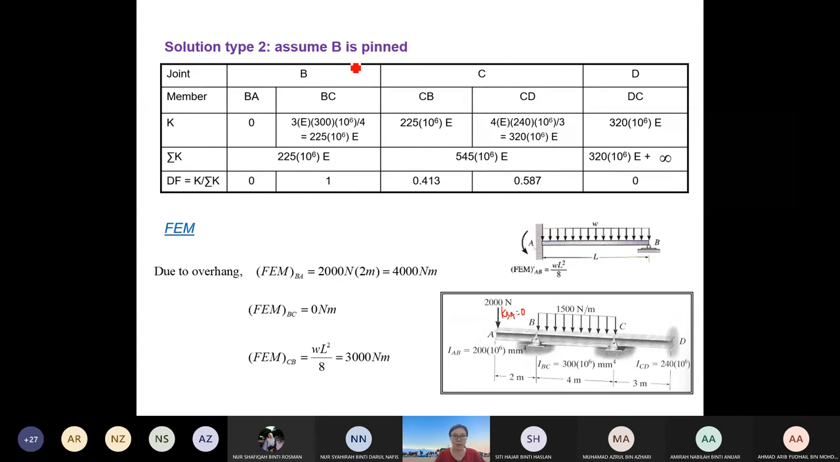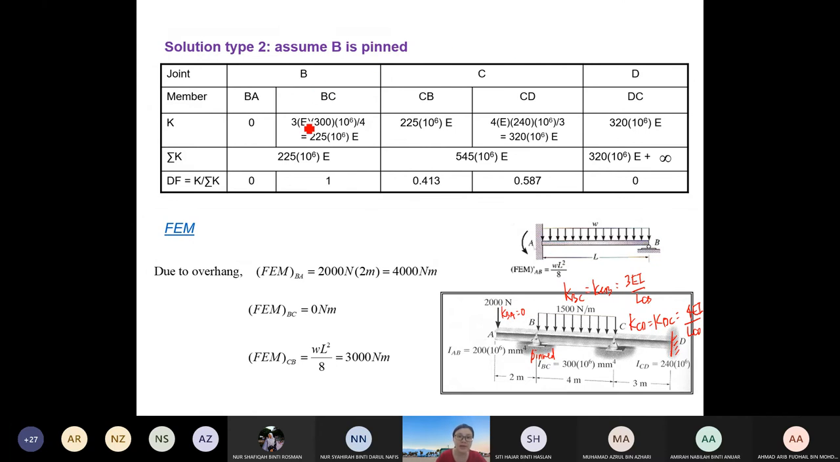Okay, so now when I assume B is pin, I assume this is pin. So KBC or KCB will be equal to 3EI over L. And KCD, this is fixed. So C, of course, is fixed at the internal. So KCD or KDC will be 4EI over L.